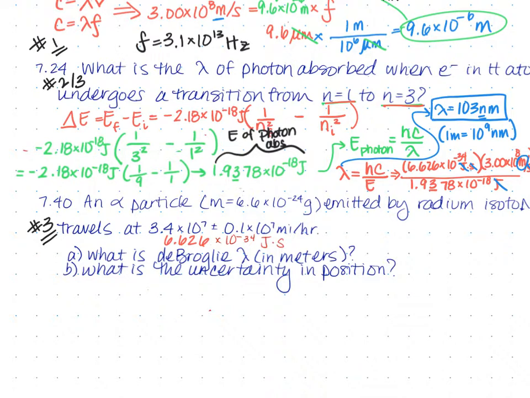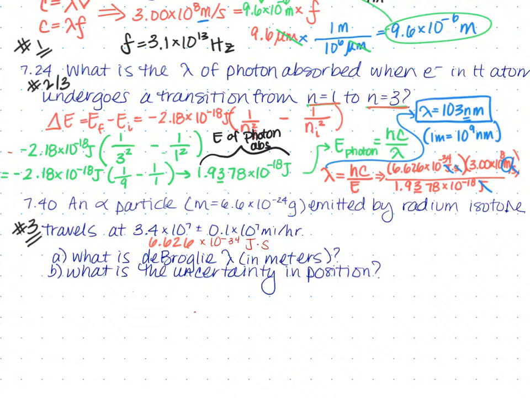Okay, so let's look at this problem. We haven't gone over this in class. An alpha particle that has this mass is emitted by a radium isotope. It travels at 3.4 times 10 to the 7 plus or minus 0.1 times 10 to the 7 miles per hour. The reason that this problem is a little bit more difficult, I think, than number 24 is because there are a lot of conversions that are necessary in this problem.